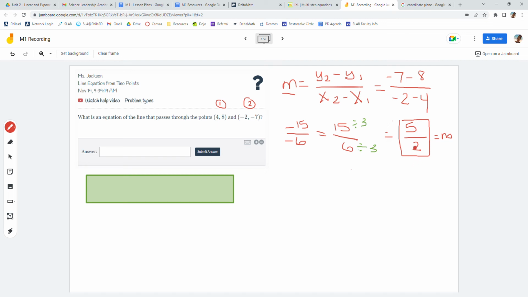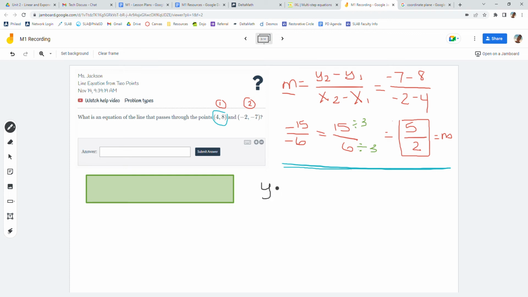Now we need to find our y-intercept. So let me draw a line. The way that we would do this is we would just pick one of our points, and I like our first point because it has positive numbers instead of negative numbers, which are always easier to work with for me. So I'm going to write my equation.